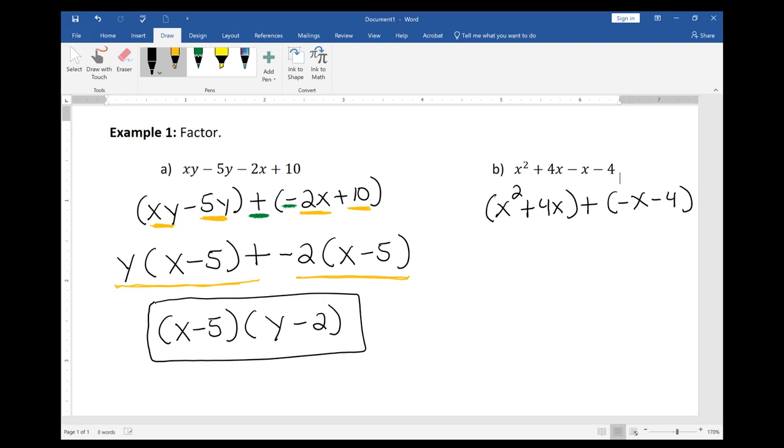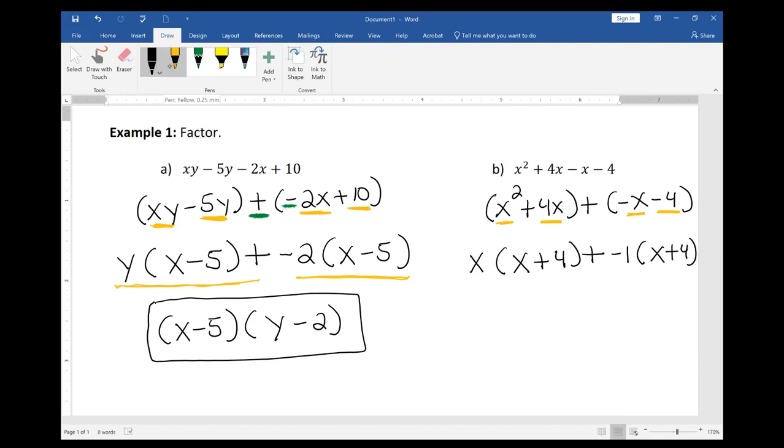If we look at the first group and we look for the greatest common factor, we have x squared and 4x. They have x in common, so we could factor x out, leaving us with x plus 4. Next group, we look at negative x, negative 4. What do they have in common? They have in common the negative 1. So we will factor out a negative 1, leaving us with x plus 4.